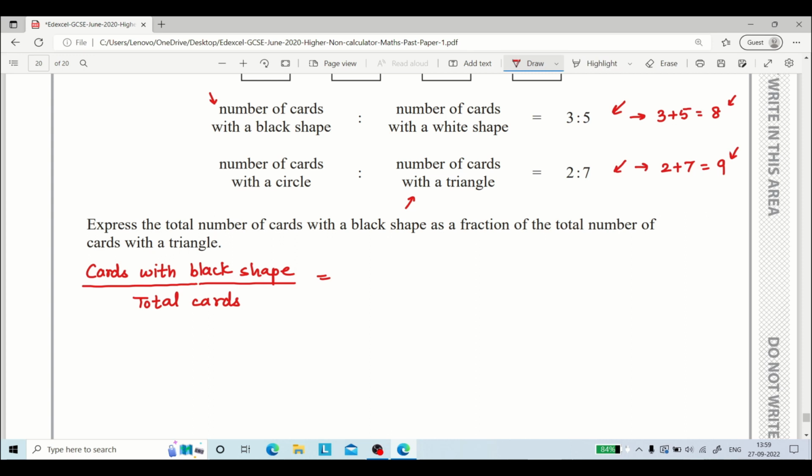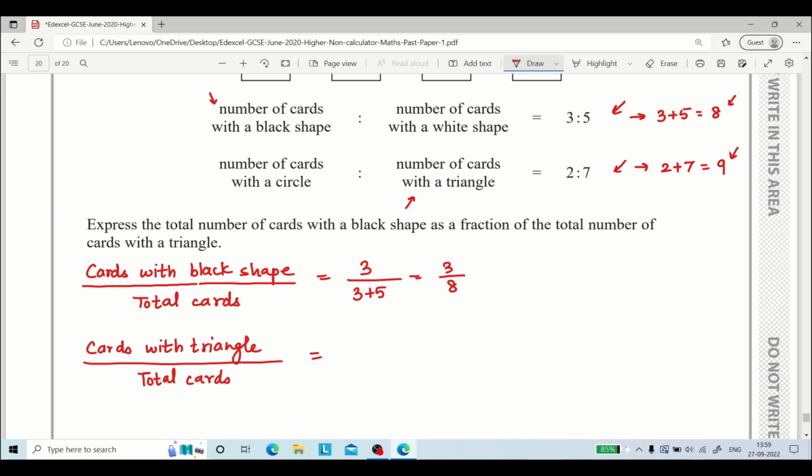Cards with black shape is going to be how much? 3, right? 3 upon 3 plus 5. That we already did, right? 3 over 8. Similarly, cards with triangle upon total cards, which is going to be equal to, with a triangle is 7, right? So 7 over what? Guess it. Exactly, 2 plus 7, that is 7 over 9.